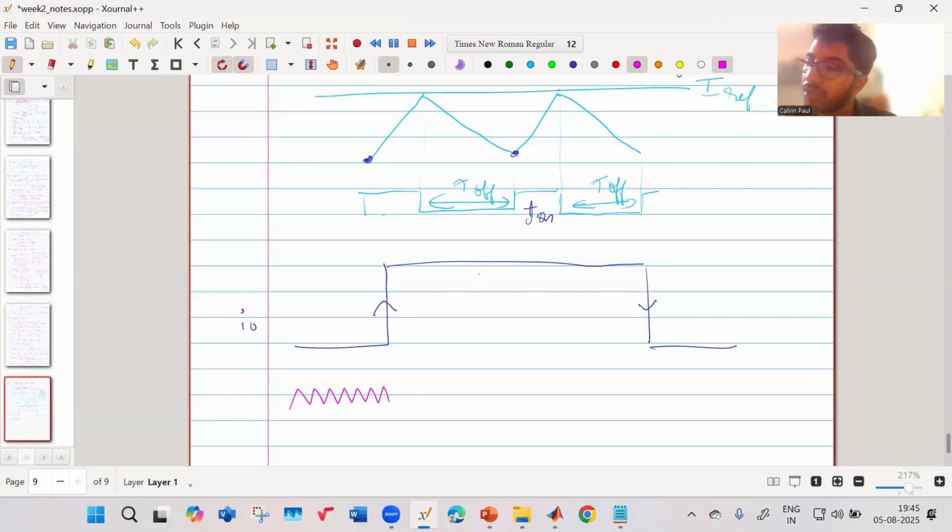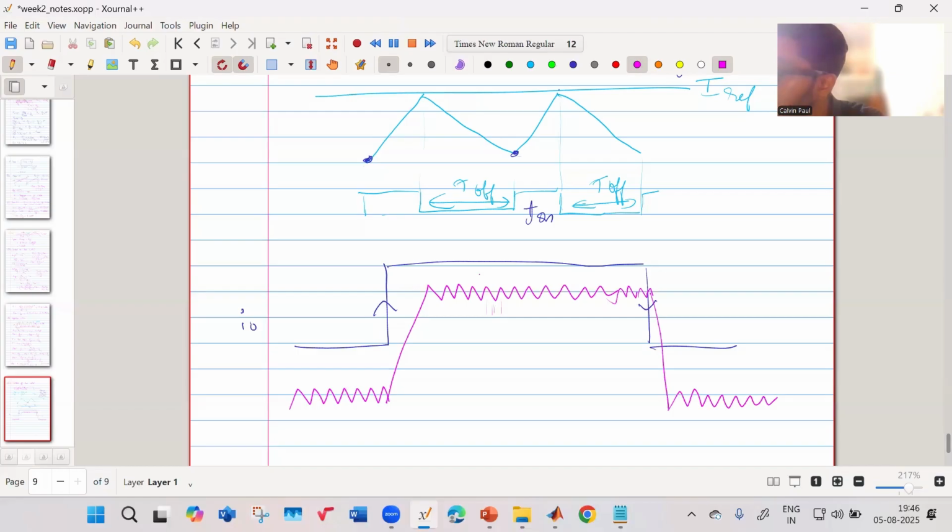Okay, so let us see there's been a load step up. Load has been stepped up. What we would like is the current should go like this and go like this. This is what we prefer. And when a step down happens, it should go like this. This is what is desired. But what happens when we are operating in constant off time control? That means this off time is fixed.